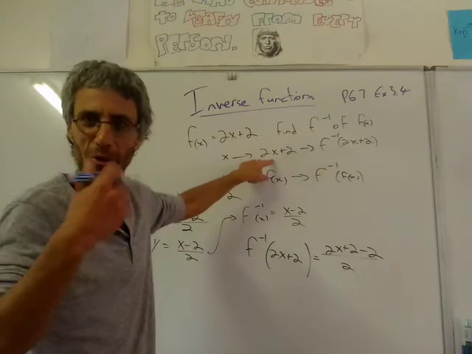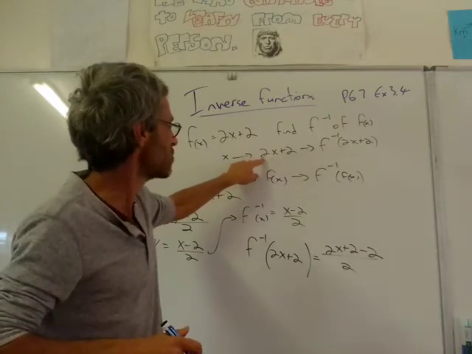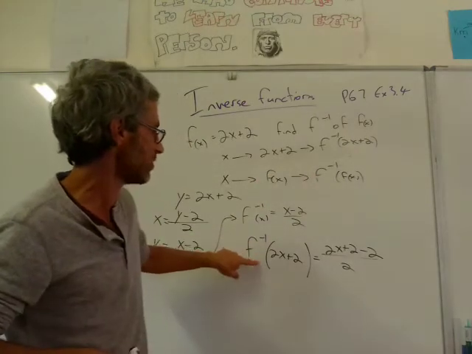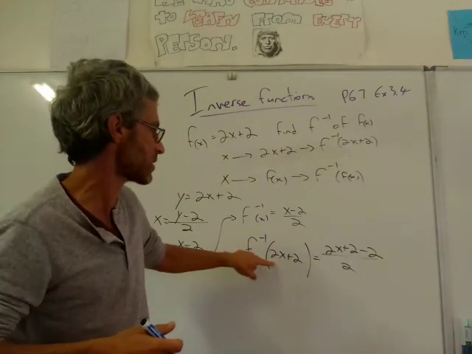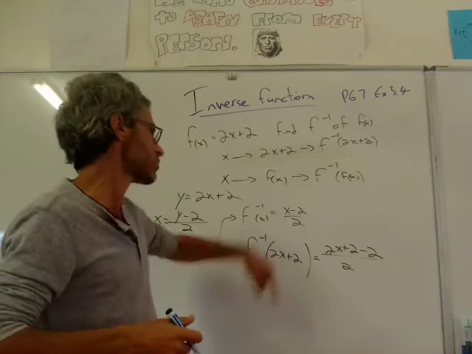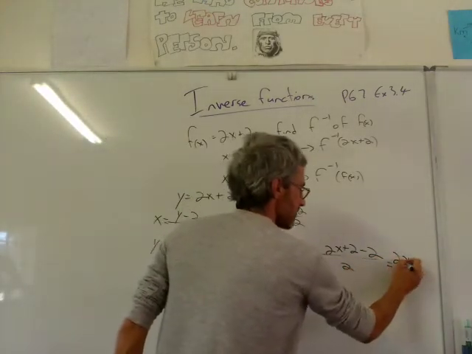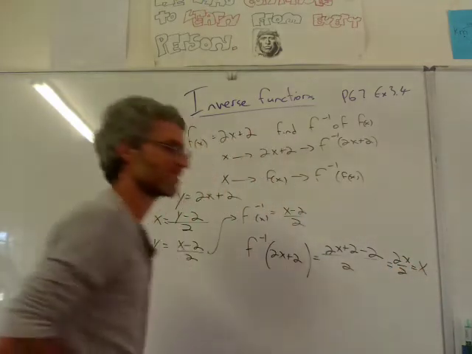I know I'm talking a lot, but hopefully we'll get it eventually. So I've got 2x plus 2. Now I need to activate f minus 1, the inverse function, on 2x plus 2. What does that tell me? Minus 2 divided by 2. Let's find that out. Plus 2 minus 2, 2x divided by 2. What do we have? x.